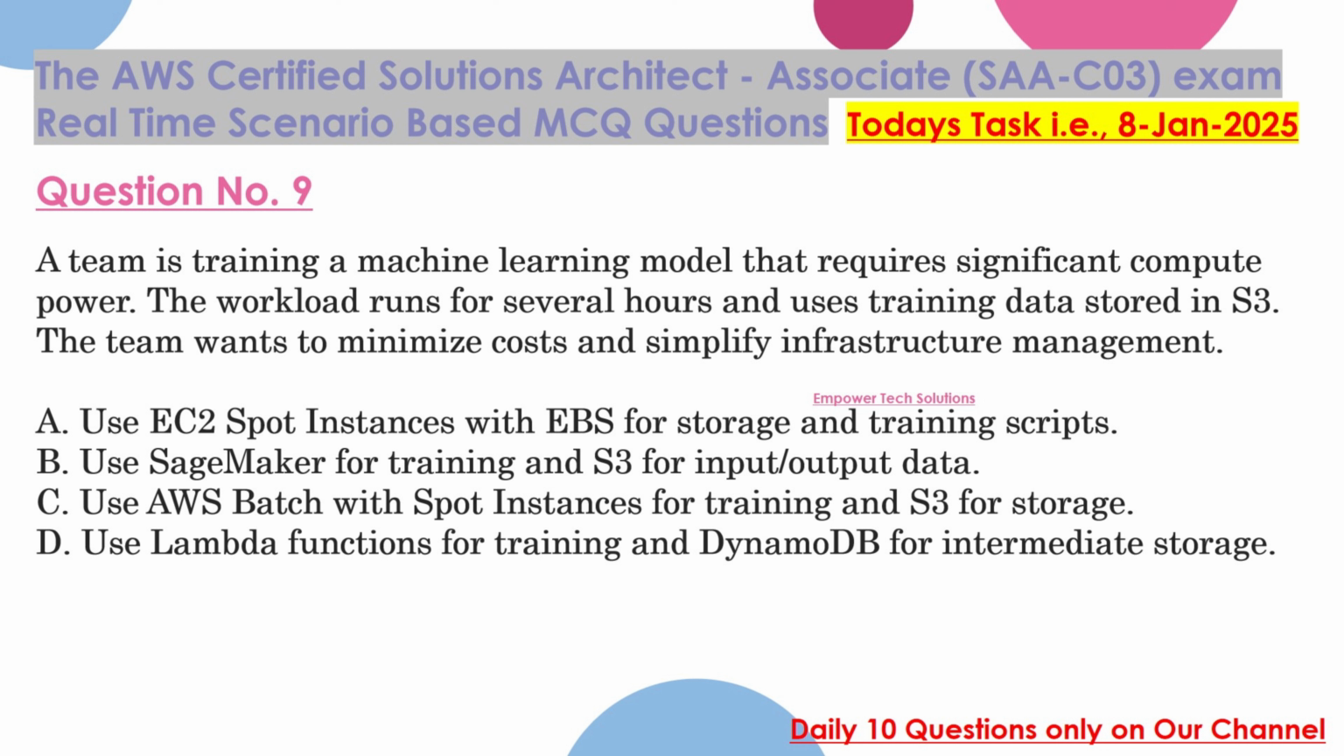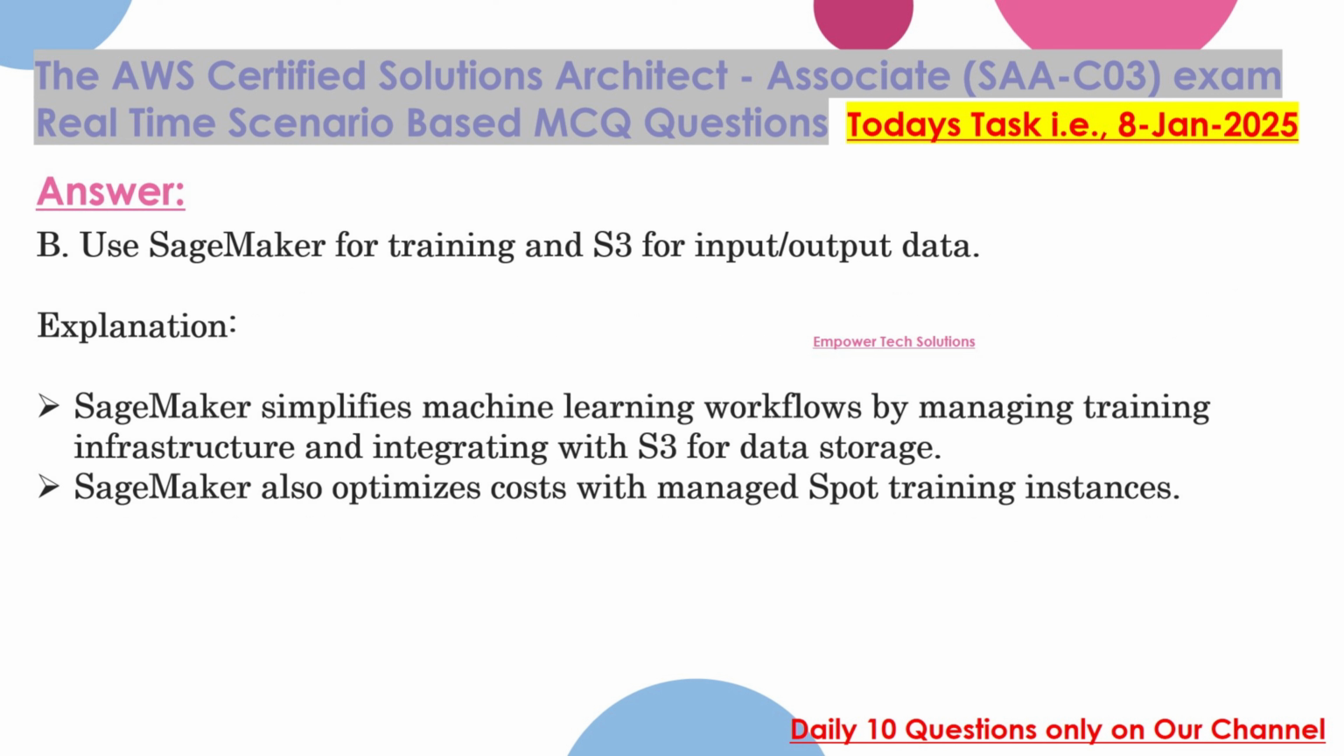B. Use SageMaker for training and S3 for input-output data. C. Use AWS Batch with Spot Instances for training and S3 for storage. D. Use Lambda functions for training and DynamoDB for intermediate storage. Correct answer: B. Use SageMaker for training and S3 for input-output data.